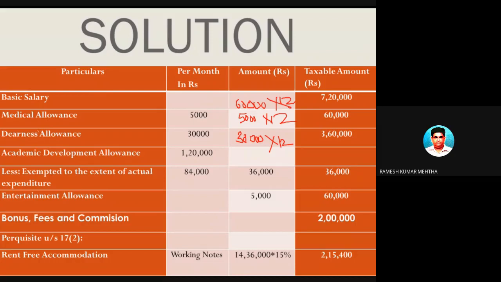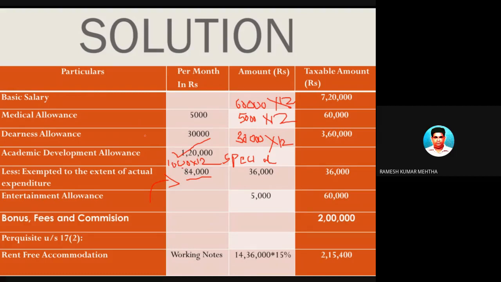Next one is academic development allowance. This is a special allowance, so a special allowance can't be treated like an ordinary allowance. You have to find out two things: the total amount of academic allowance he has received, which according to the last slide is 10,000 into 12 is equal to 1,20,000 rupees. But how much has he spent for research? For academic research, he has spent only 84,000 out of 1,20,000.